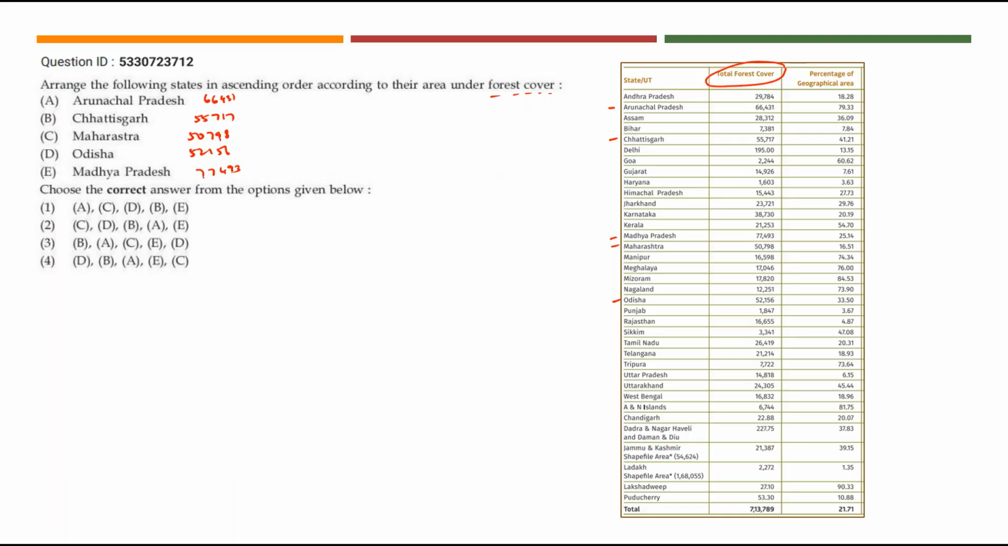So now we have to arrange it in ascending order, which is least here, Maharashtra. So we'll go with C. Then we have 52, it's Odisha. Then we have Chhattisgarh, 55, it is B. Then Arunachal Pradesh and then Madhya Pradesh. C, D, B, A, E. Option number 2 will be the right answer.